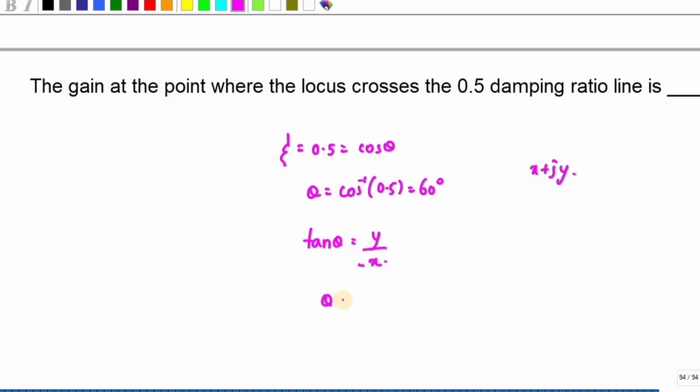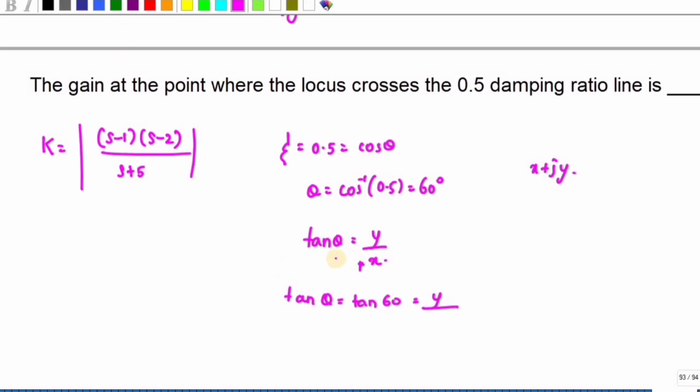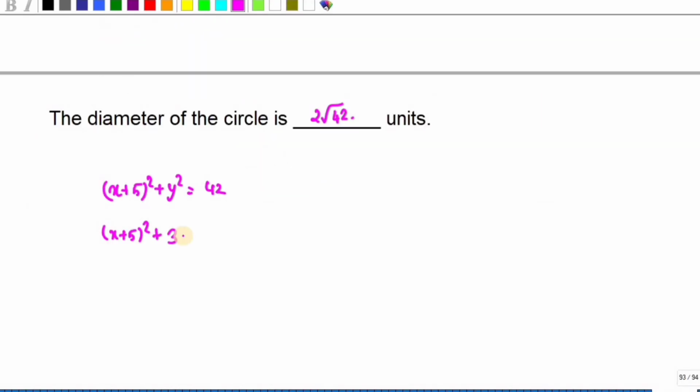Okay, so tan 60 degree is nothing but root 3, and you have to write, so now y is equal to minus root 3 of x. So you substitute in the formula here. So this is nothing but 3 into x square, right? If I substitute y is equal to minus root 3 of x. So I am going to expand this one to find the value of x.